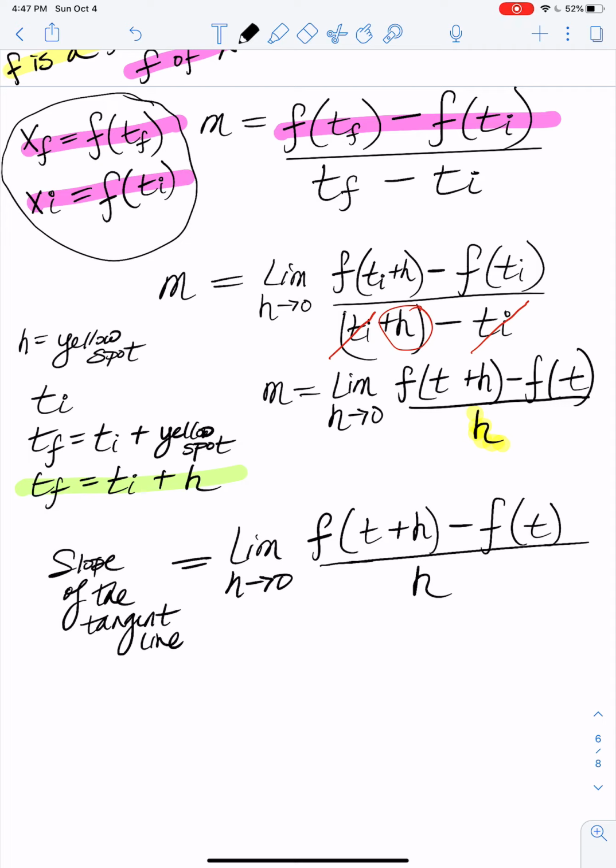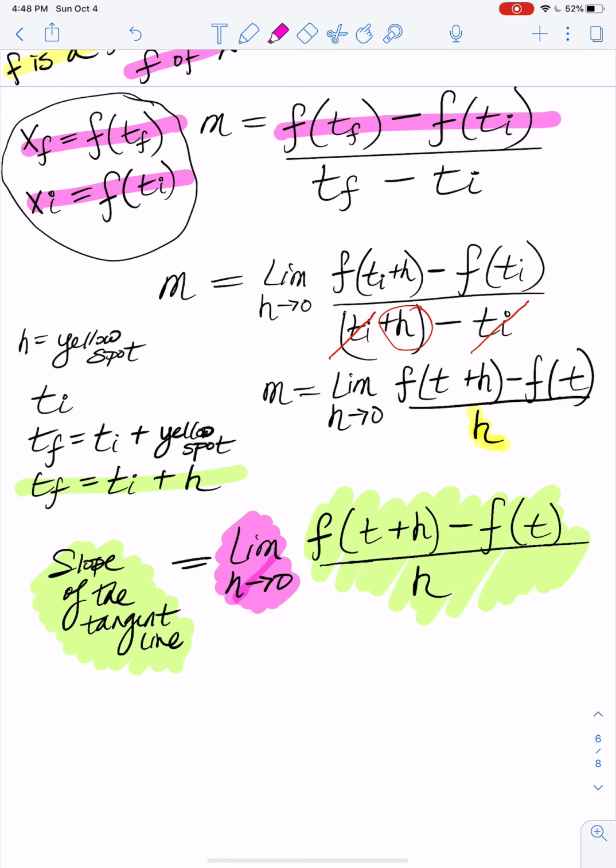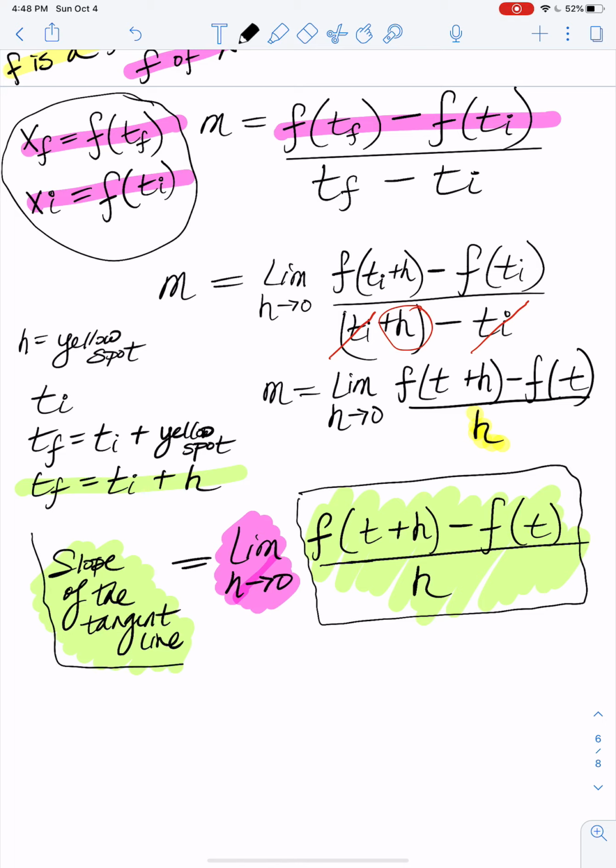And we can see that as h approaches 0, the slope formula, which is right here, approaches the slope of the tangent line. So I'll say that one more time. As h approaches 0, the slope, which is this formula, approaches the slope of the tangent line. I'll say it one more time. As h approaches 0, the slope formula approaches, or the slope approaches, the slope of the tangent line.